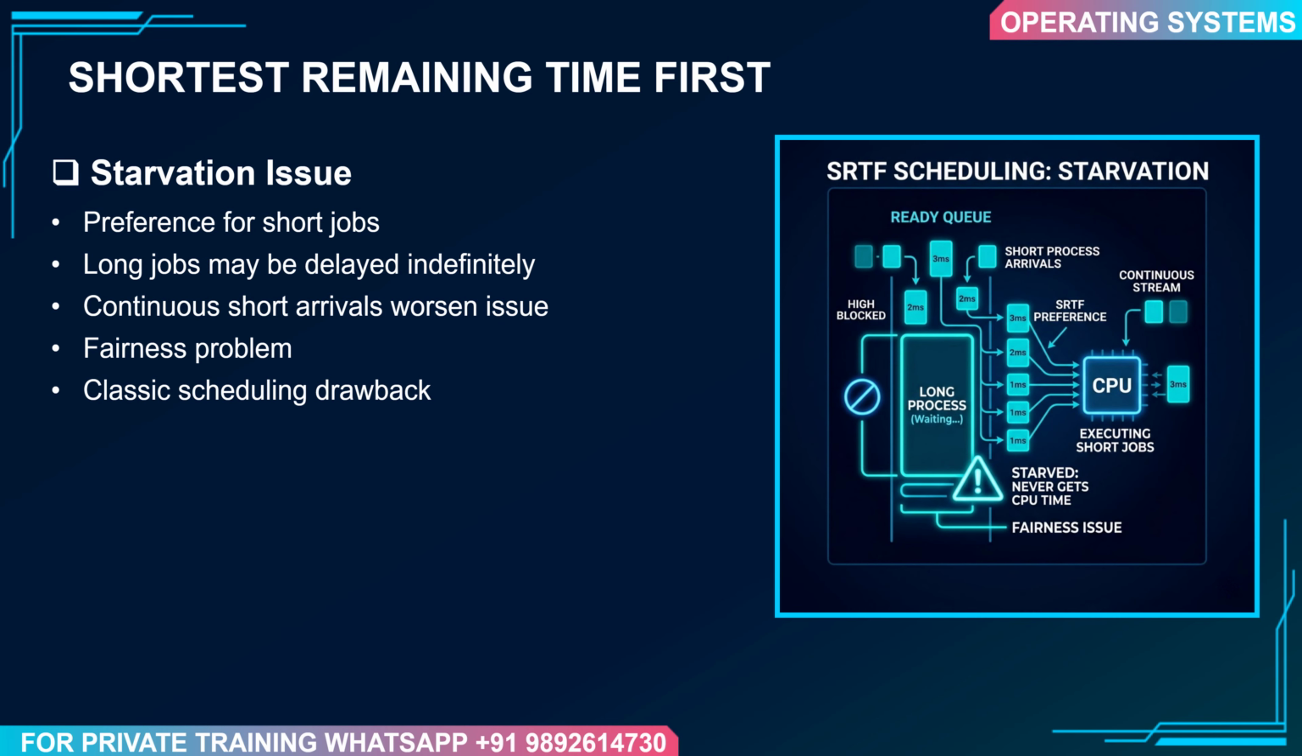This brings us to one of the key challenges of SRTF, which is starvation. Since the algorithm always prefers shorter jobs, a long process might keep getting postponed if shorter processes keep arriving. Imagine a system where small tasks keep coming continuously. A large task might never get CPU time. This is similar to what we discussed earlier in scheduling problems, where fairness becomes an issue.